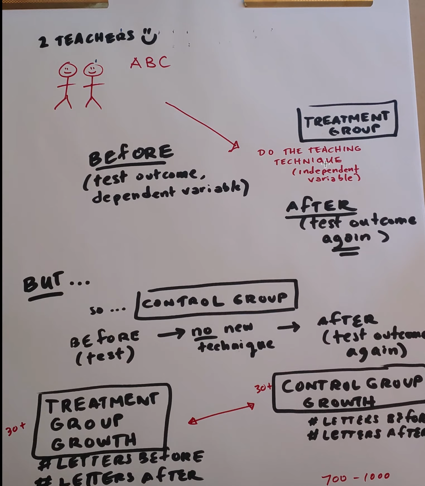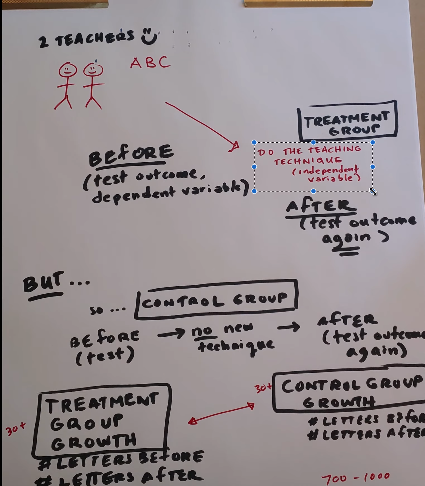So they'll just do their routine, and then afterwards, they will test that same outcome again. They'll give the kids exactly the same test again, the same kind of test, not the same test with exactly the same configuration of letters, but the same kind of test that you gave them before. You give them that same kind of test after, and see how many letters each kid names this time. And that should give you, that before and after, a sense for how much your kids grew because of the teaching technique that you put in place.